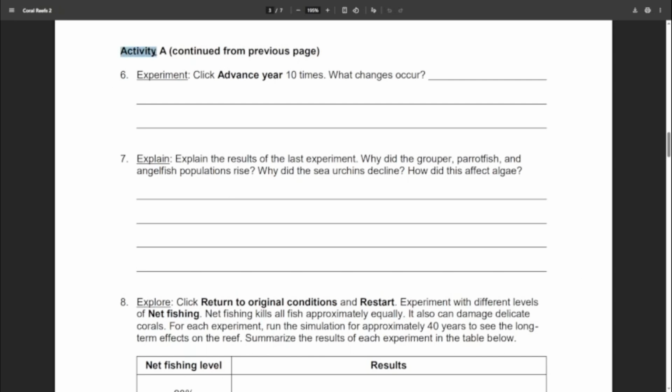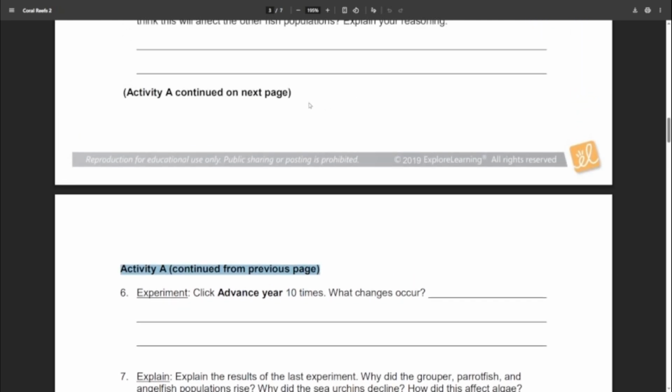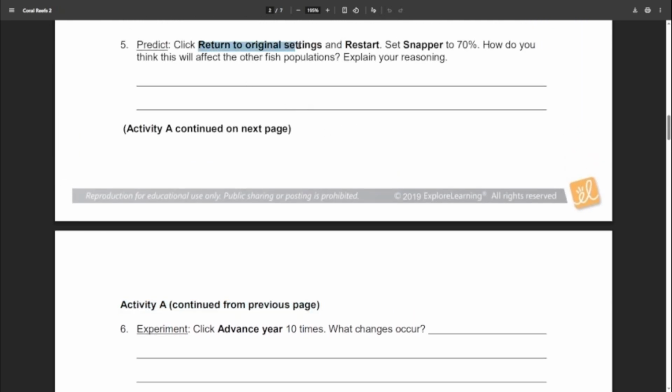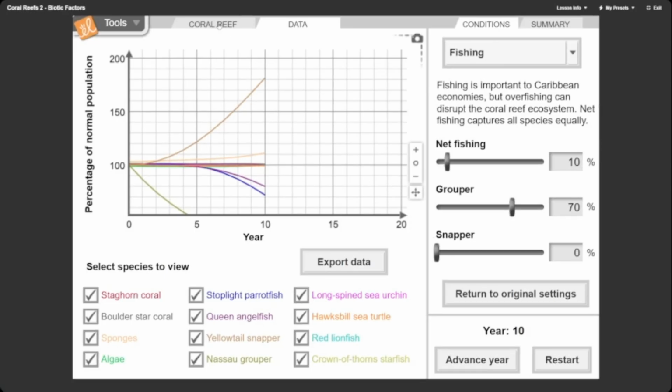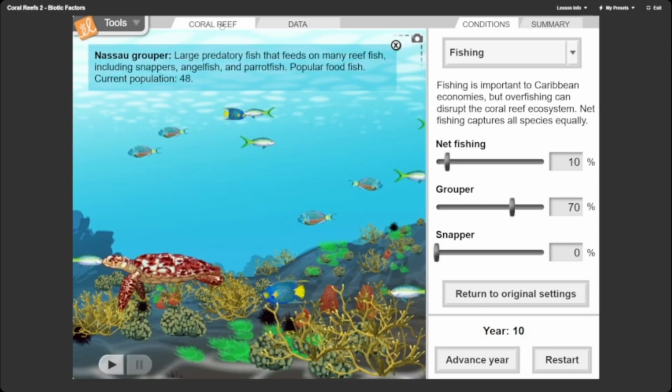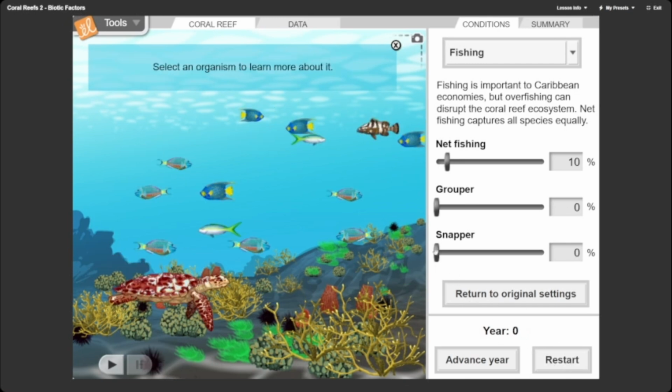We're on page 3, activity A, continued from previous page. They just told us to click original settings and restart and increase the snapper to 70%. So what we'll do is go back to the Coral Reef tab. We're going to return to original settings. We're going to restart because we're at year 10. We're going to increase the snapper to 70.